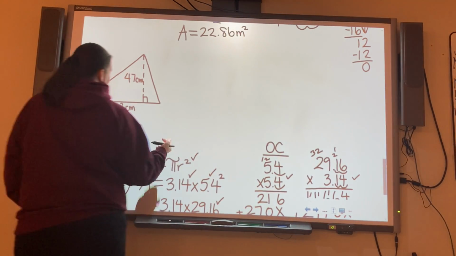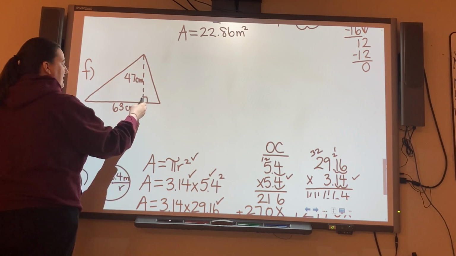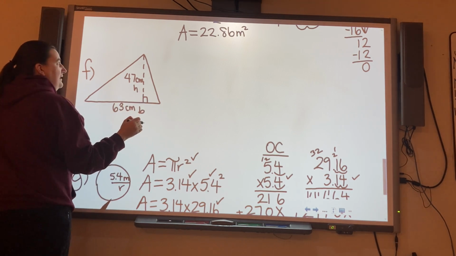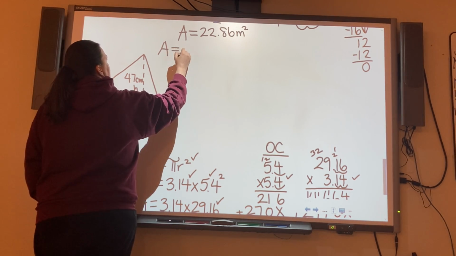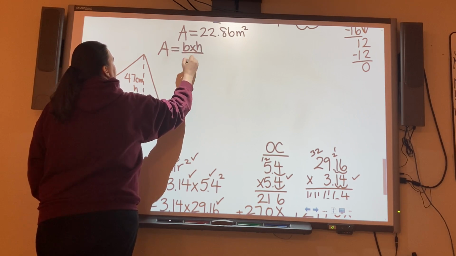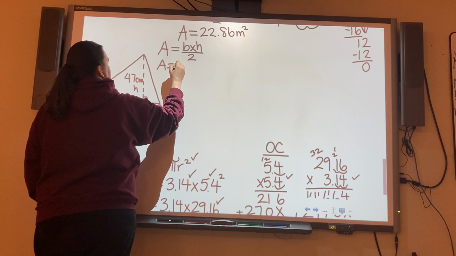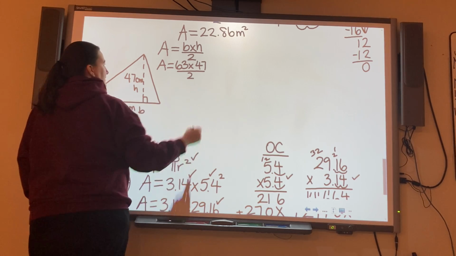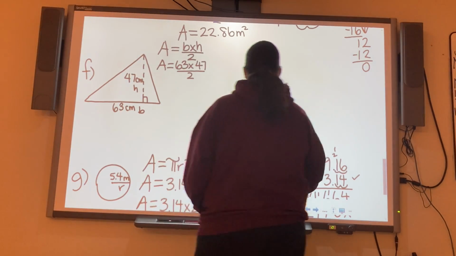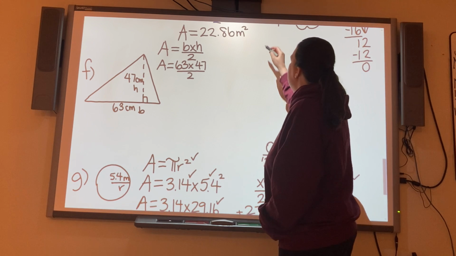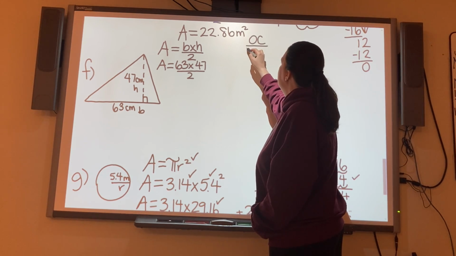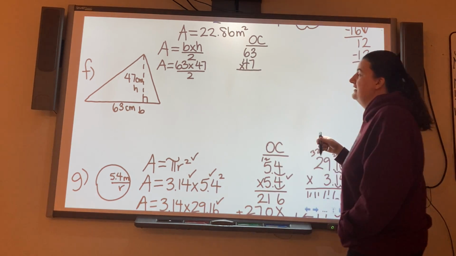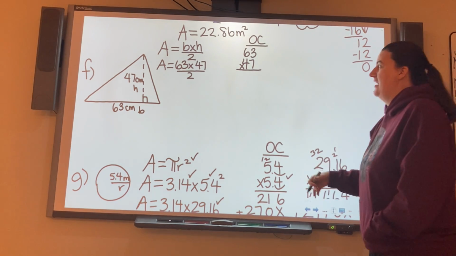So the base is where the height makes the right angle. I know that the base is down here, the height is up here. So area equals base times height divided by 2. Area equals 63 times 47 divided by 2. I don't know if we're gonna have enough room for this, so I'm gonna write small. But first of all, we need to do 63 times 47. Do your times first, then your divide.